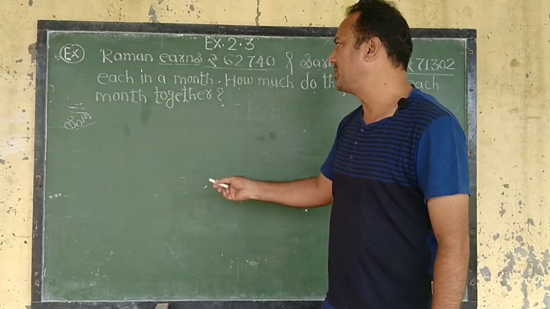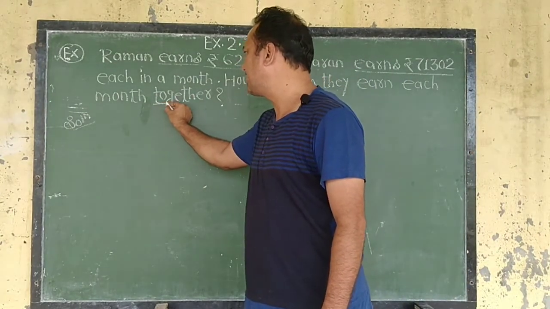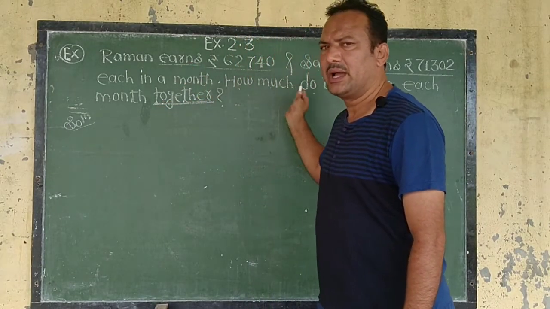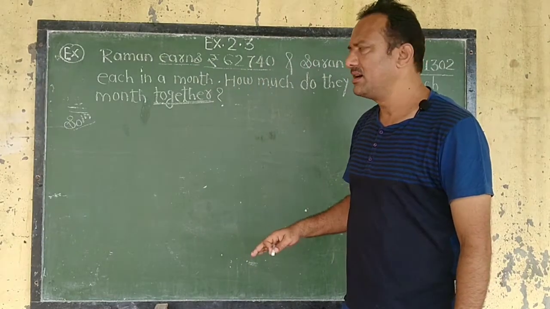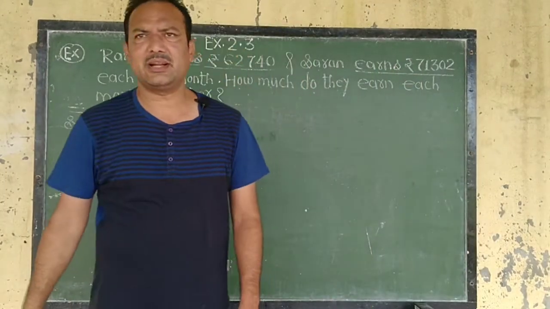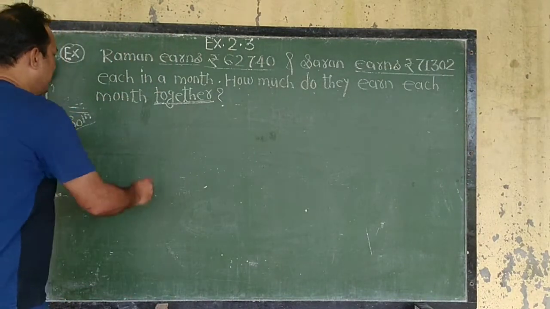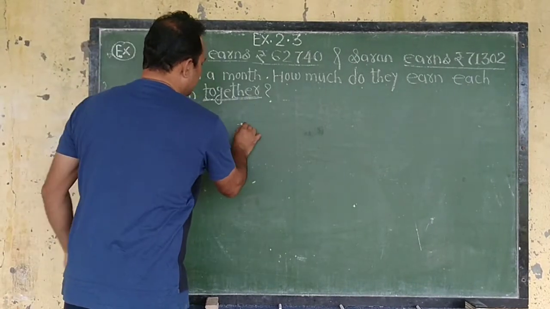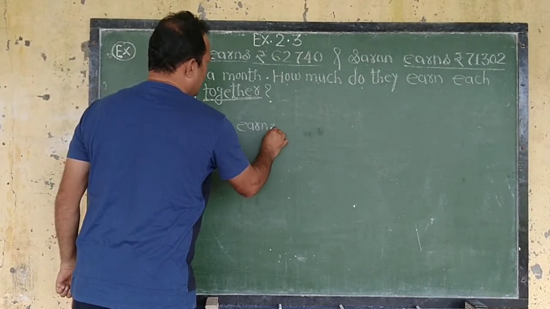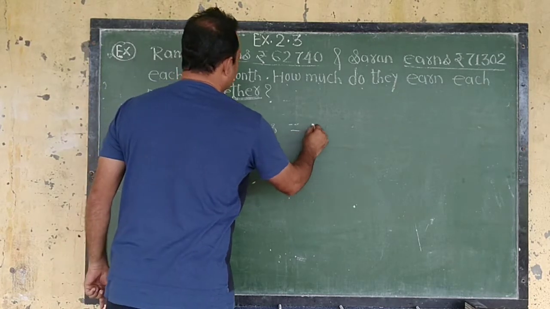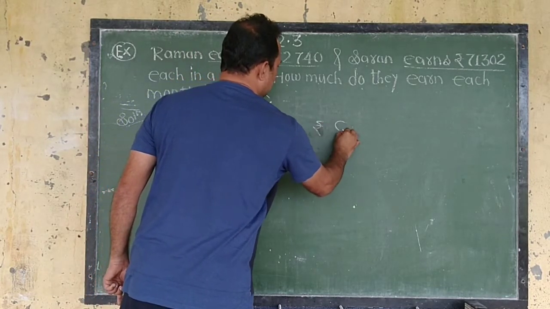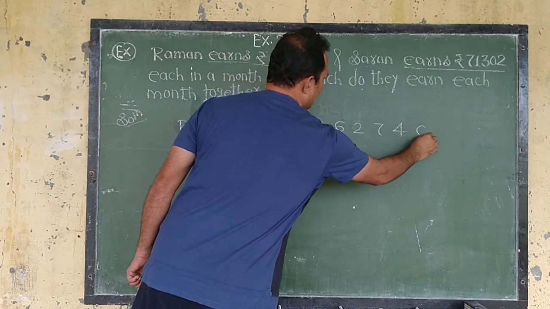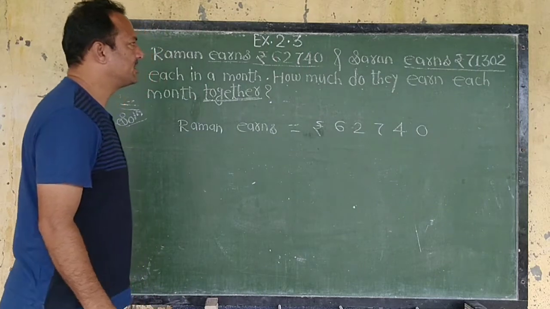As before I told, you have to find out the keyword. What is the keyword given here? Together. Together means we have to add the earnings. Then what things are given at first? Look here. Here given Raman earns is equal to rupees 6 2 7 4 0. Give proper space between the digits.